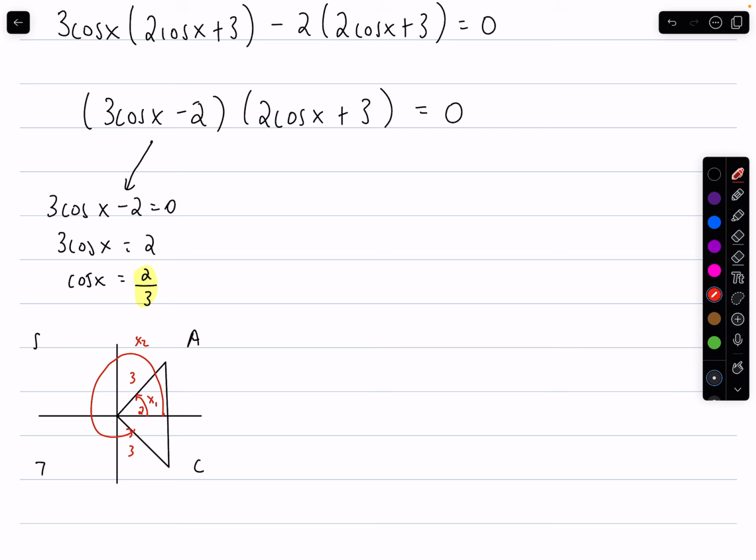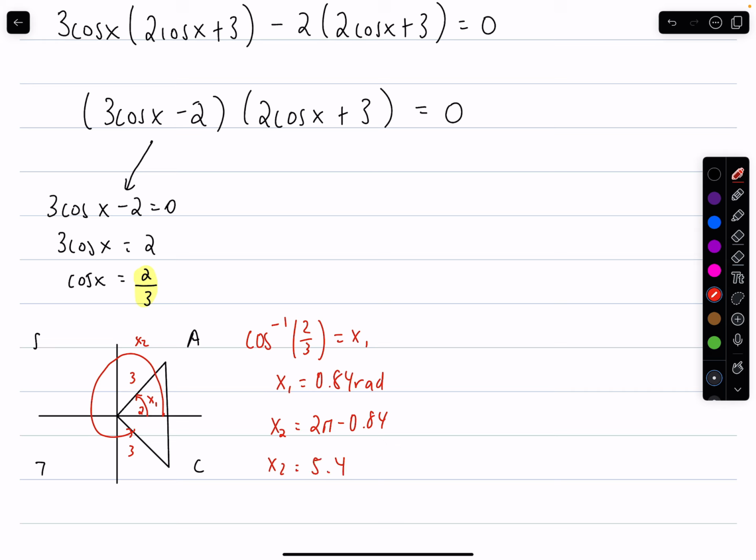So how can we find x1? First, we'll say cos inverse of 2 over 3 is equal to x1. So x1 is equal to 0.84 rad. If I know x1 is 0.84, then I know x2 is just going to be 2 pi minus 0.84, and we'll be able to get x2 right away, which is approximately 5.44 rad. So there we have x1 and we have our x2.